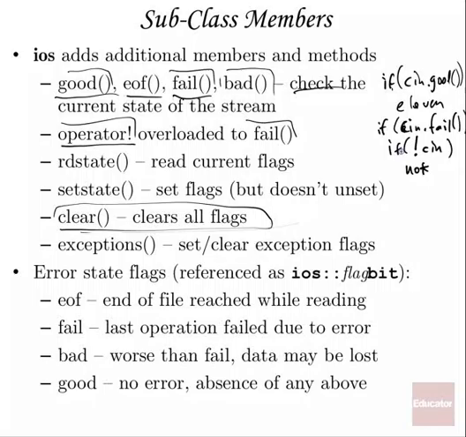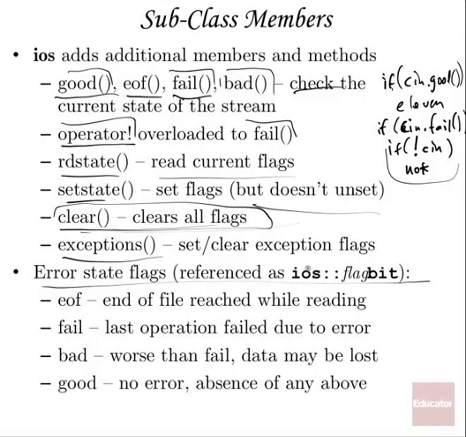It's the same thing. We can read the current state, which brings in a byte or a word that has the particular bit set. You can set the state. It doesn't unset them. If you want to unset them, you have to hit clear. That clears all of them. And the exceptions function sets or clears which exception bits you want to throw an exception for if those particular bits are set. Now here are the error state flags, which are defined.